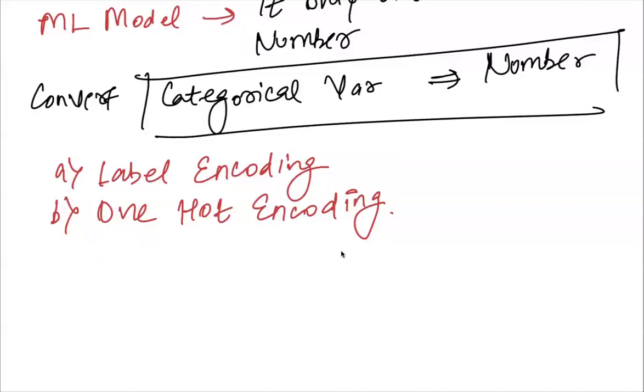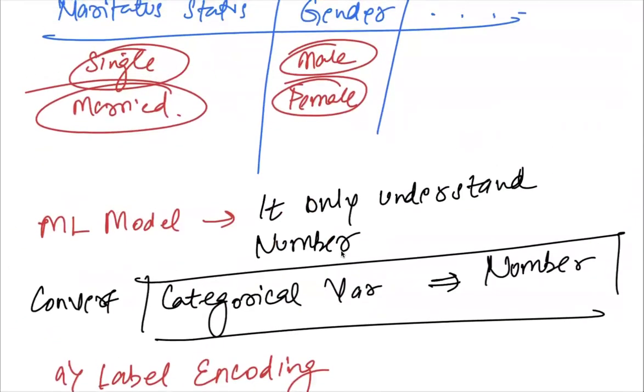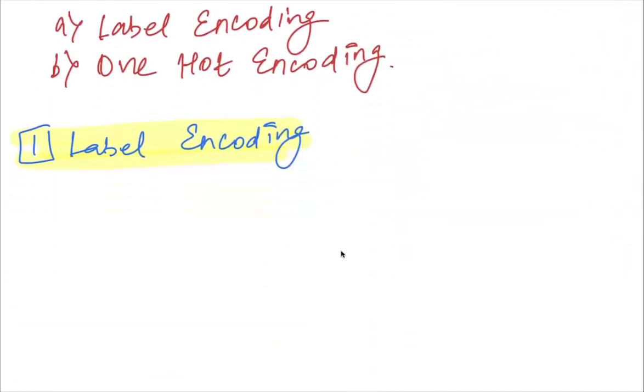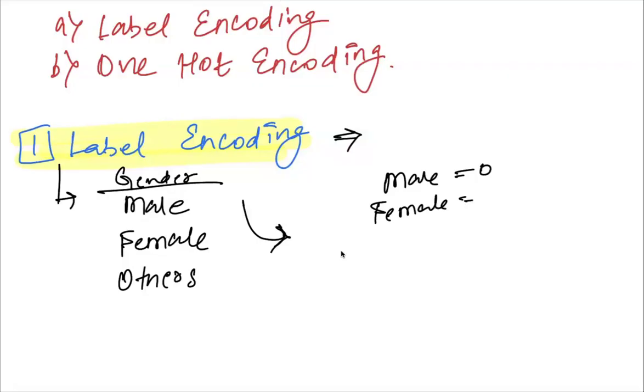Okay, let's understand this. What is label encoding? It's a very simple technique. As I said, both of them are used to convert categories like single, married, male, female, all these different categorical variables into numbers. I'll give you a classic example of label encoding. Let's say you have male, female, others, in your gender column. Label encoding gives male 0, female 1, and others 2.